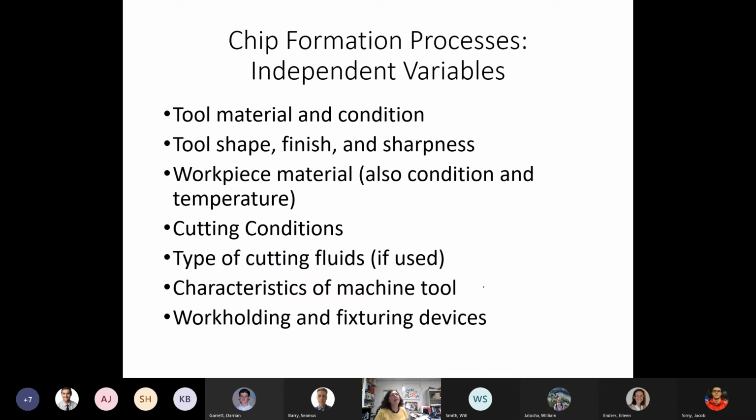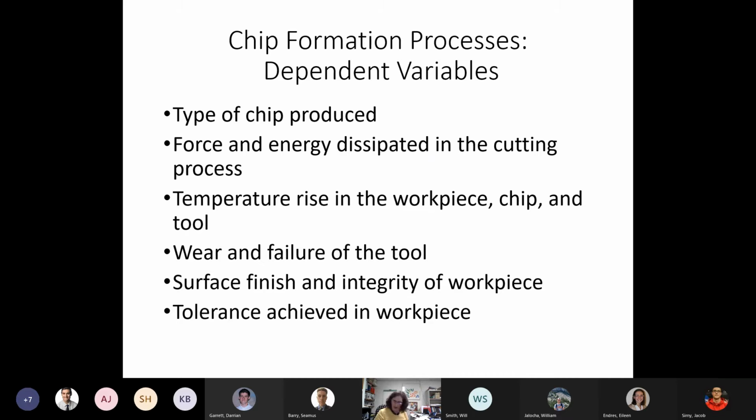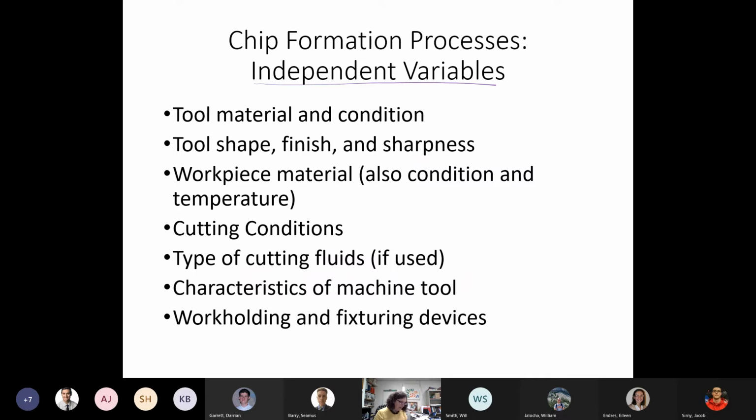I think that variables are always fun. I thought about whether I should write these down or talk about them, so I thought I'd just leave them here in the list and we can chat about them as we go. We want to look at our independent variables and then the dependent variables. The independent variables are that which we can control. However, we're typically more interested in the dependent variables.